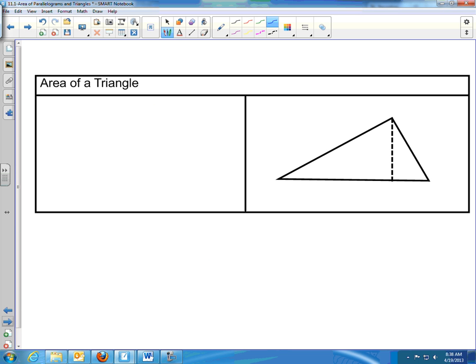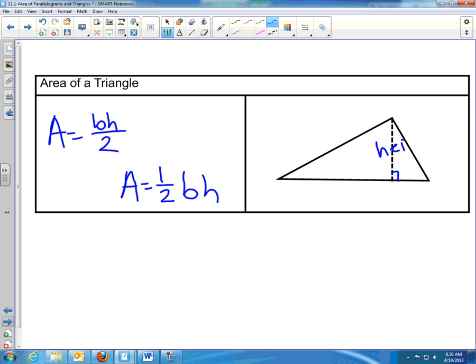We all know the area formula for a triangle, and there are 2 ways we can look at it: base times height divided by 2, or 1/2 base times height. In our triangle, the same as with the parallelogram, our height makes a right angle with our base. So here's our height. Sometimes it's outside the triangle, and there's our base.